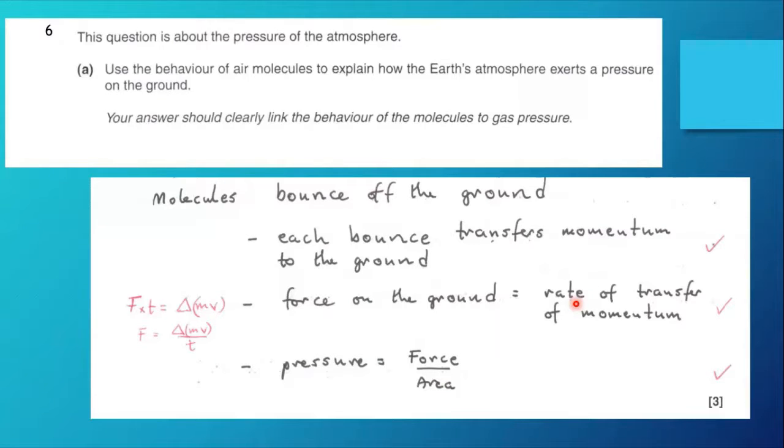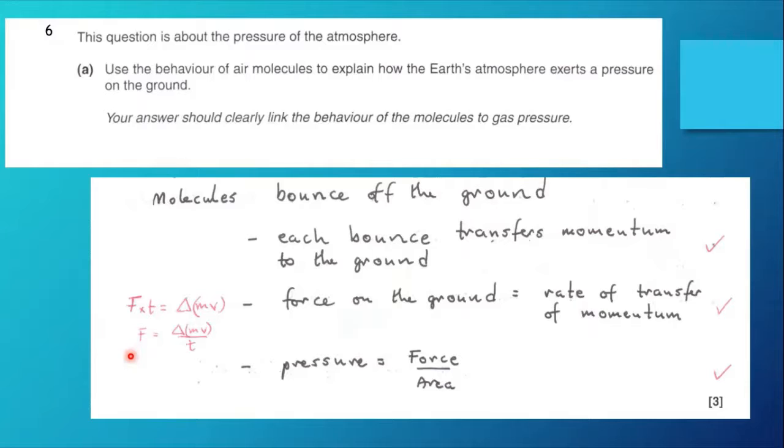Okay, how does the movement of air molecules explain the pressure of a gas, the pressure on the ground? Well, the idea here is very simple. Molecules bounce off the ground, and each bounce transfers momentum to the ground. The force on the ground is equal to the rate of change of momentum. Remember, impulse equals force times time, which equals change in momentum. So the force is the change in momentum over time, which is the rate of change of momentum.